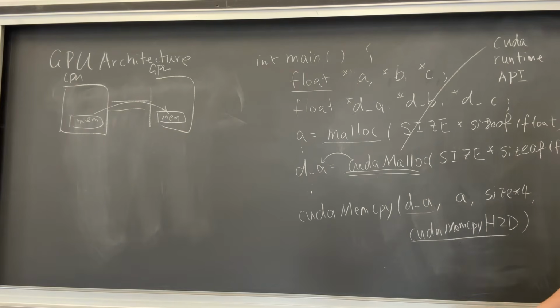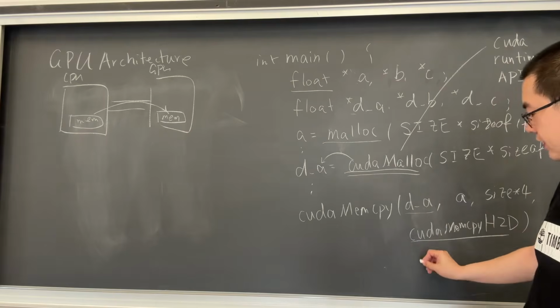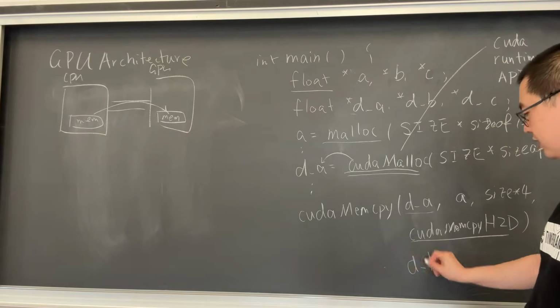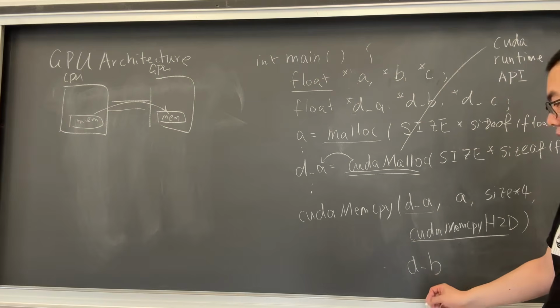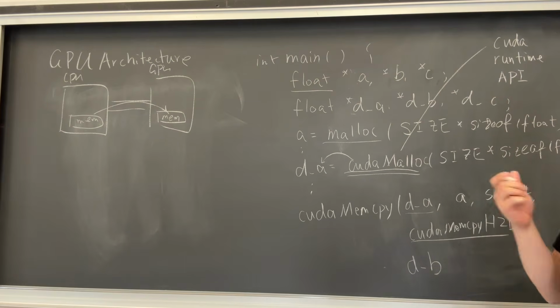Okay, so then we need to copy DA and we also need to copy DB, right? Now we copy the DA and DB. After this point, we have the data ready. We can let the GPU do the calculation. Okay, so to let the GPU do the calculation is basically by calling a GPU function.